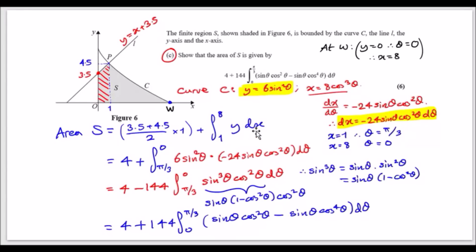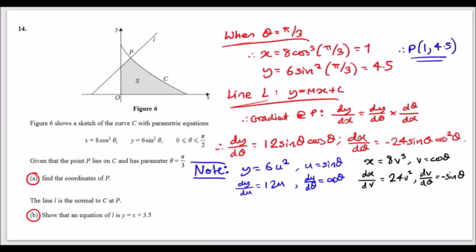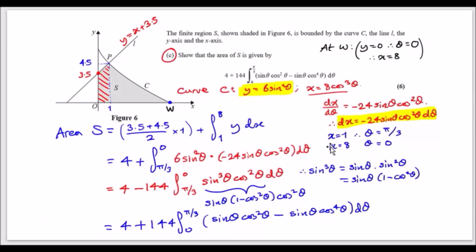For dx, well, we had it in an earlier question. We found dx over d theta, which was over here, minus 24 sine theta cos squared theta. So all you have to do is make dx the subject, so times d theta across, and we should get the expression right here, the highlighted expression. So now we replace dx with all of that term that we just obtained. Okay, so far so good.